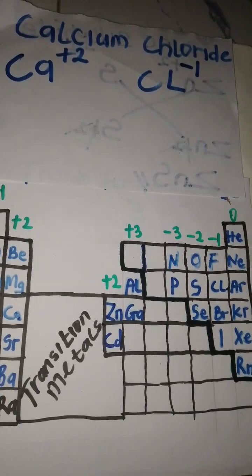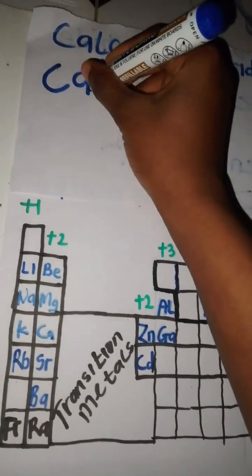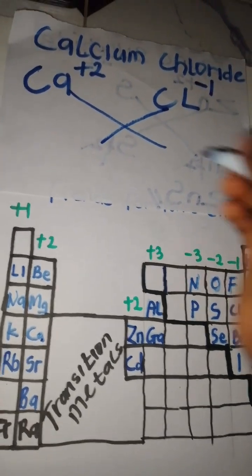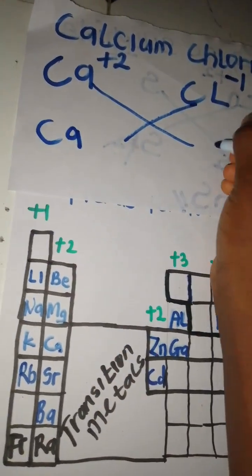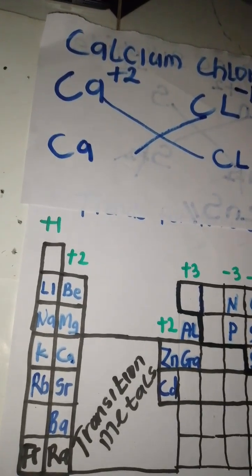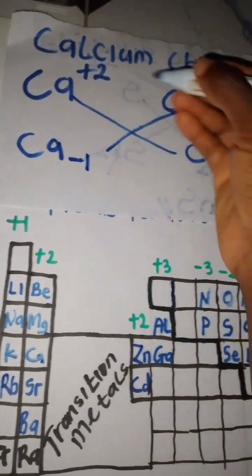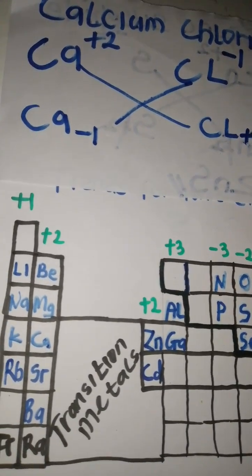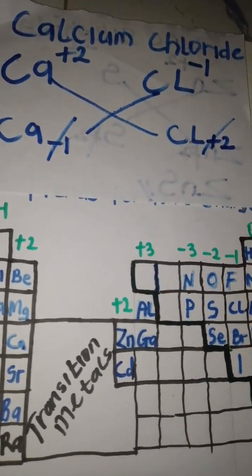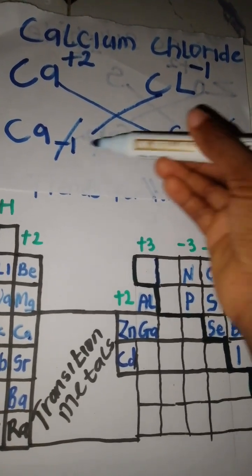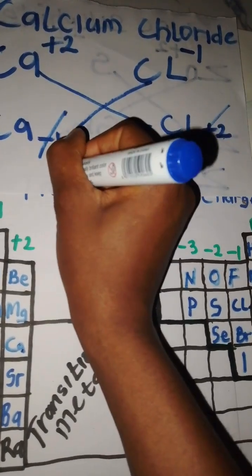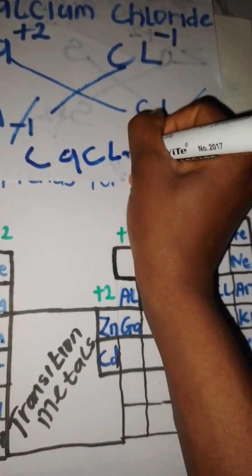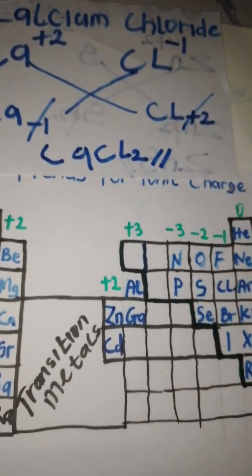Then our next step says we should crisscross. We should do this. Ca, which is calcium, and chlorine. The -1 is coming to this side, then the +2 is coming to this side. I said omit the charge, so this is going out. When we are reducing to the final ratio, we cannot divide this. So this is our final answer: calcium chloride.